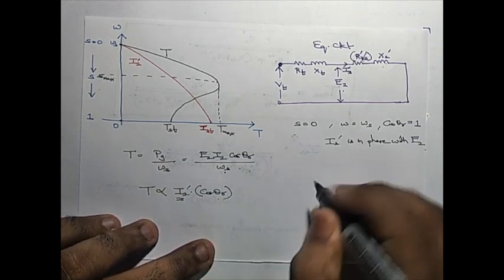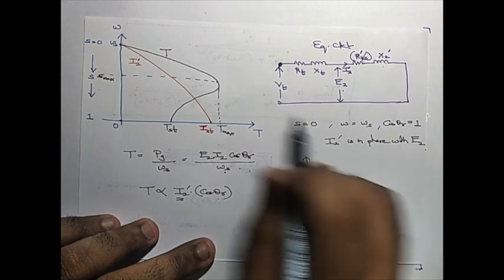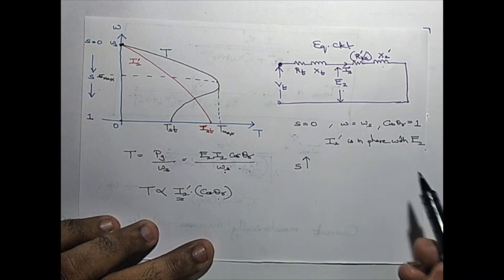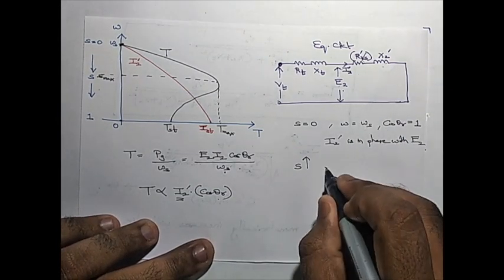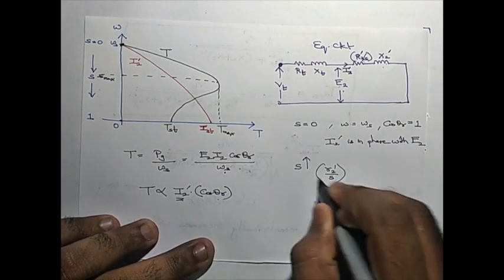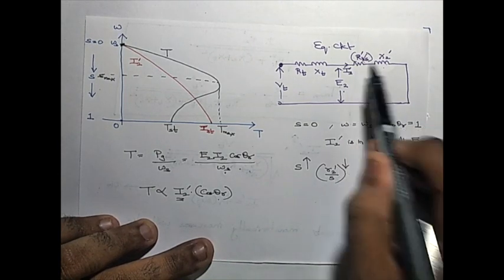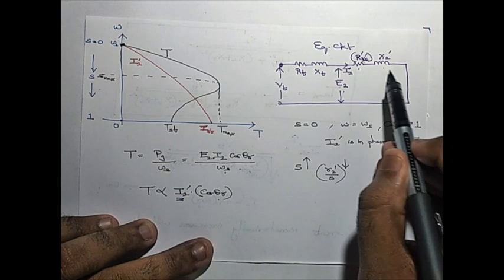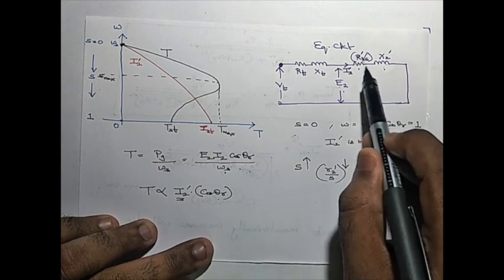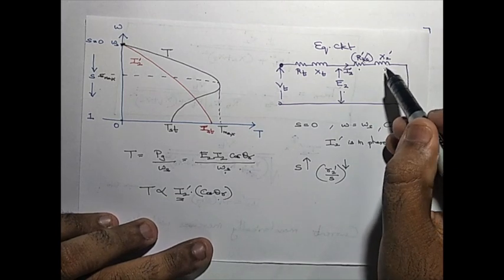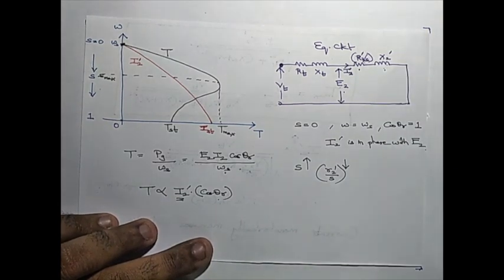Now, slip increases. We have seen this, and now slip is increasing. As slip increases, what happens? The R2 dash by S term will come down. Now, as I explained earlier, there is a resistive element and a reactive element. The value of the resistive element is coming down. What does it mean? The prominence of the reactance part is increasing.